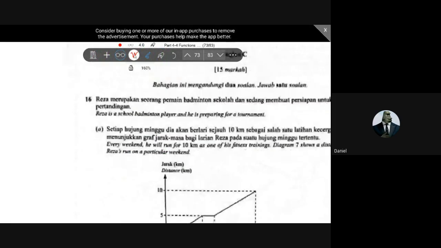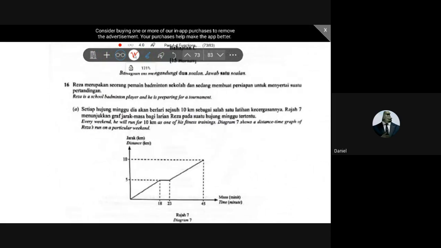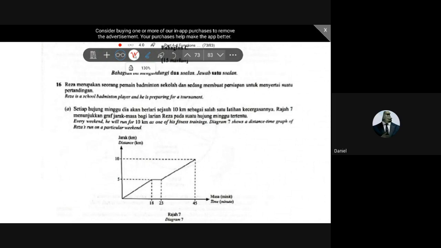Okay, so now we go to section C. Siapa geruni sangat section yang ni kat paper mathematics? Anyone scared of this section? No, okay, good. Because I rasa ada pilihan kat kamu. Kamu hanya perlu jawab satu soalan, kan? You need to answer only one question. So, it's not that difficult.